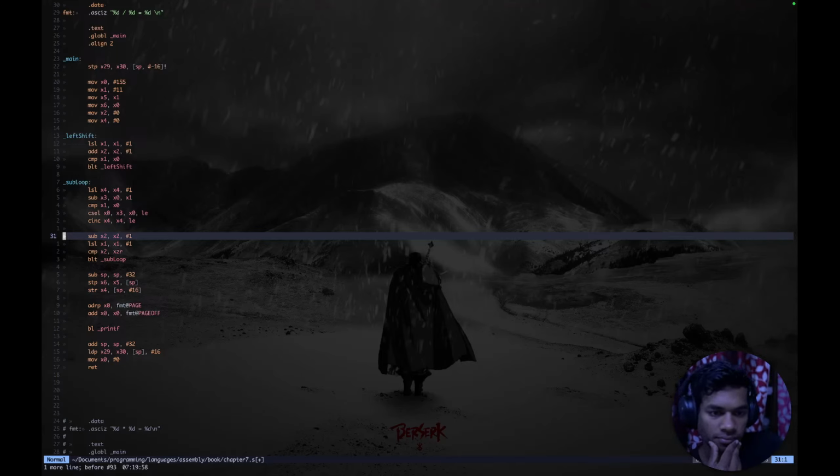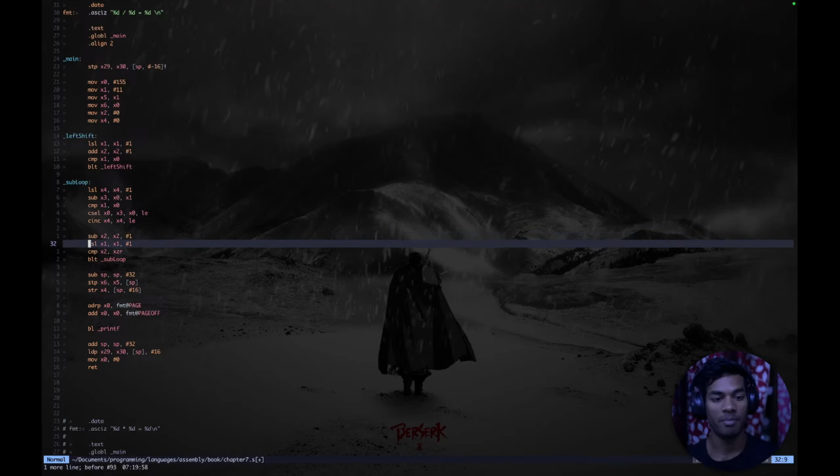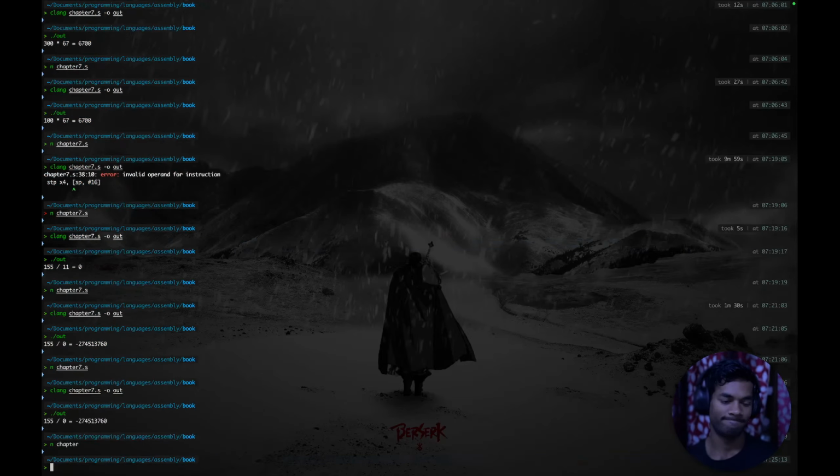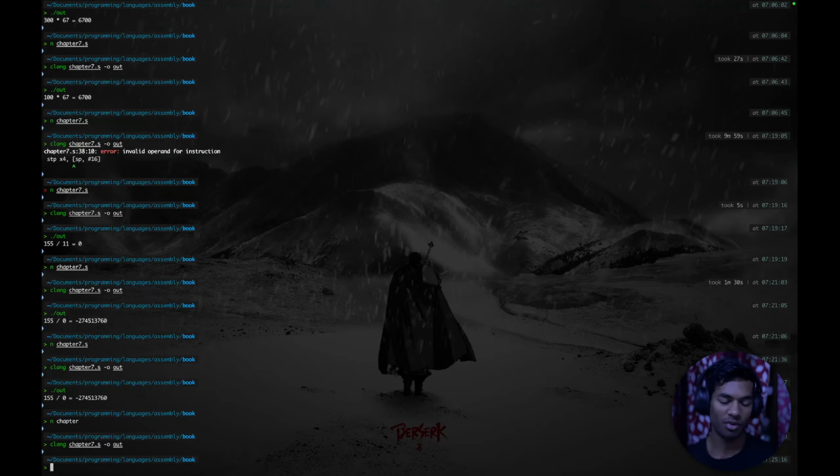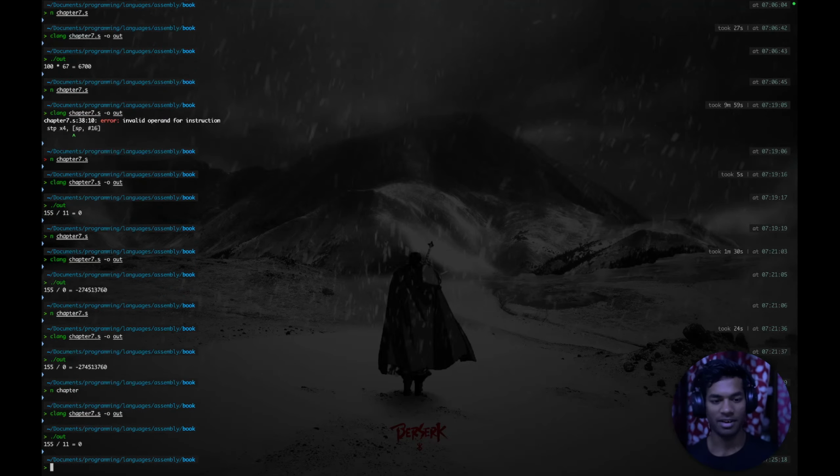And then I am subtracting 1 from the counter, and I'm logically shifting left. Ah, the same mistake that I made yesterday. I have to logically shift right. This was the exact same mistake that I made yesterday.